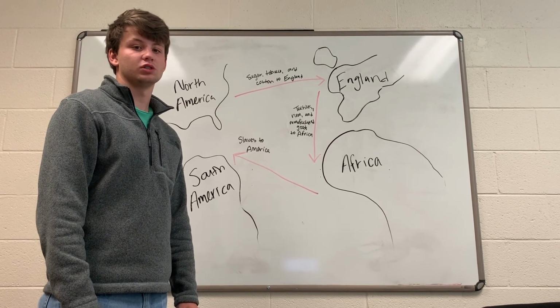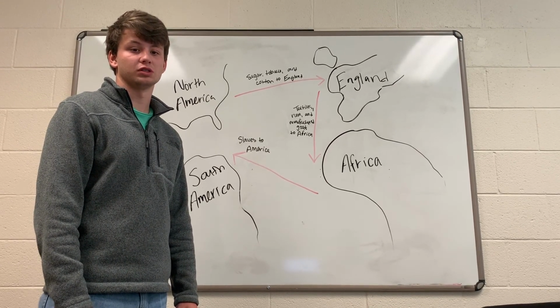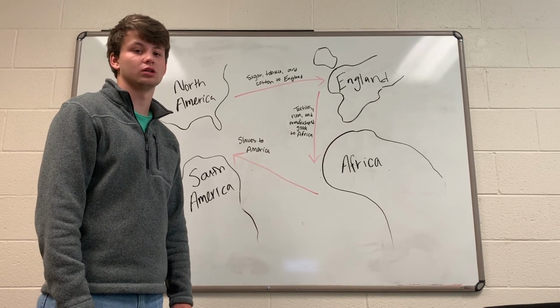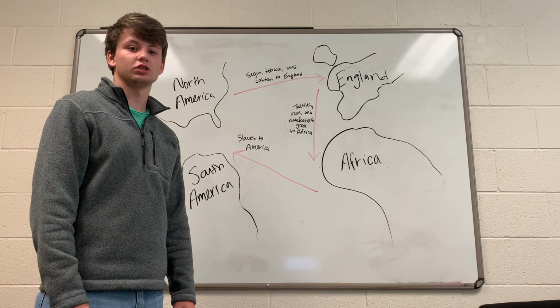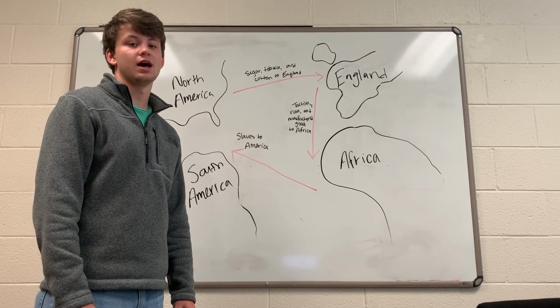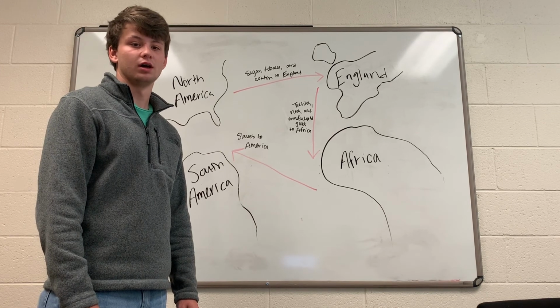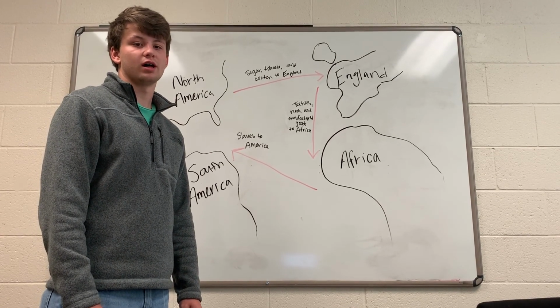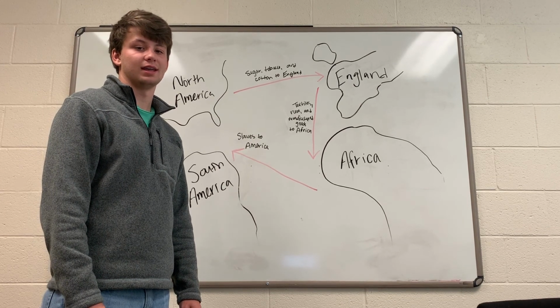The English would use these raw materials to make finished goods. These finished goods were then sent back to the Americas to be sold to the colonists. Some of these finished goods include furniture, clothing, tools, leather goods, weapons, paper, etc. Colonists imported much more than they exported, so the balance of trade was in England's favor.